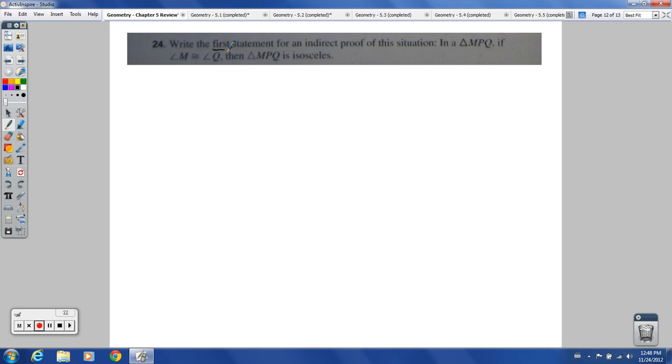And then 24. Just notice it says the first statement. You don't have to write the whole proof out in this case, but the first statement for an indirect proof in this situation. In a triangle MPQ, if angle M is congruent to angle Q, then MPQ is isosceles. So I think drawing a picture first is helpful to understand the situation and what we would need to do for an indirect proof. You could say MPQ, M is congruent to Q, so these two angles you're saying are the same in the actual triangle.